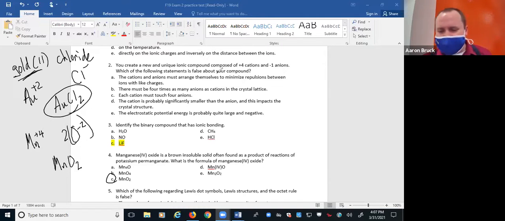Really, the only ones that don't follow their periodic trend are the ones in the middle. The ones in the middle, the transition metals, those are the ones that we tend to see the variability for, and that's why we use the Roman numerals to help us differentiate between them. So the Roman numerals help us tell the difference between iron(II) and iron(III), between copper(I) and copper(II), between lead(II) and lead(IV).